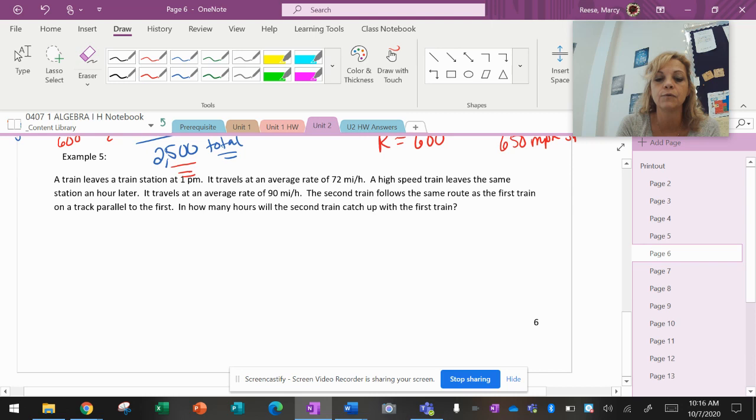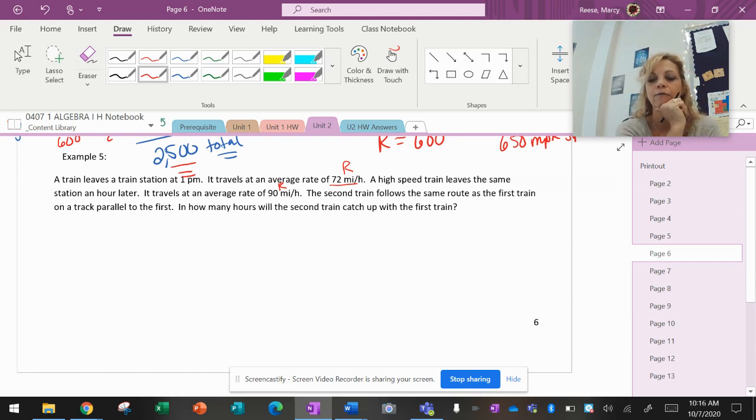A train leaves a train station at 1 p.m. It travels at an average rate of 72 miles per hour. Okay, so that is a rate. A high-speed train leaves the same station an hour later. It travels at an average rate of, okay, there's another rate, 90 miles per hour. That's the faster one. It leaves later, but it's faster.